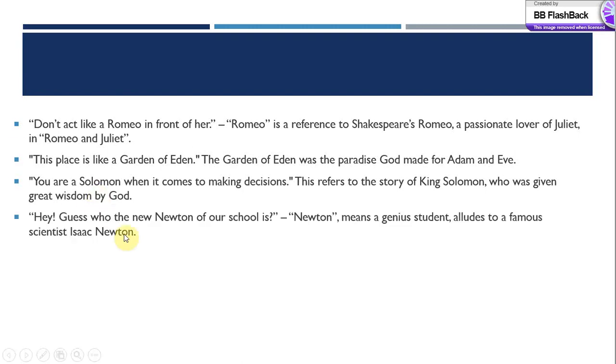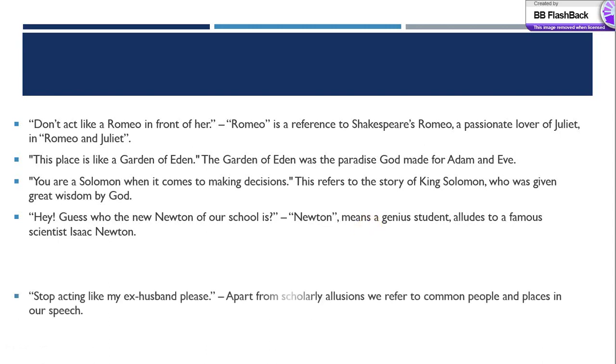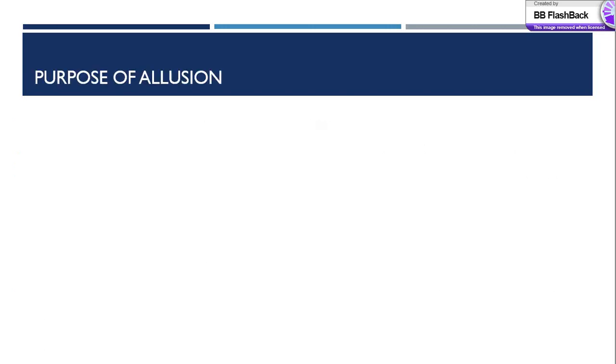Next: Hey, guess who the new Newton of our school is? Newton means intelligent. Everybody knows who Newton was. Newton was a scientist, his full name was Isaac Newton. Next is: stop acting like my ex-husband. This is an example of an ordinary person, but someone who is close to that person is going to understand his or her point of view. If you know that lady and how her ex-husband betrayed her, there would be no problem for you to understand this example of allusion.